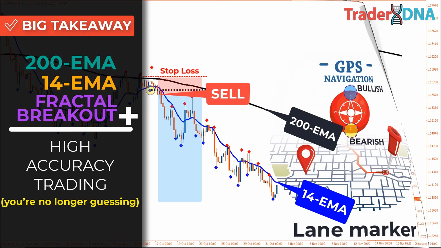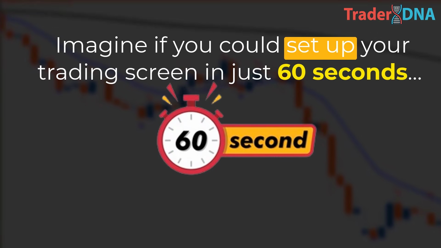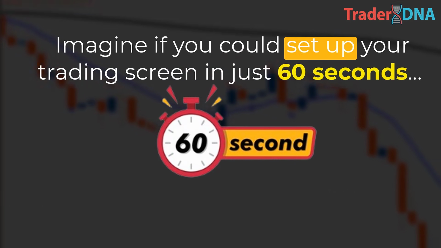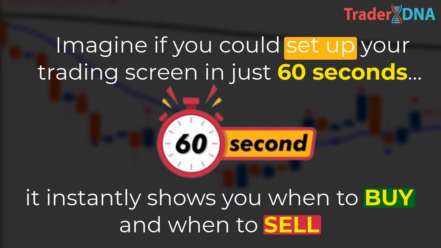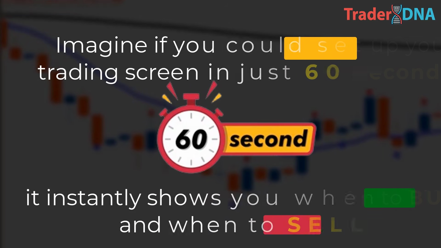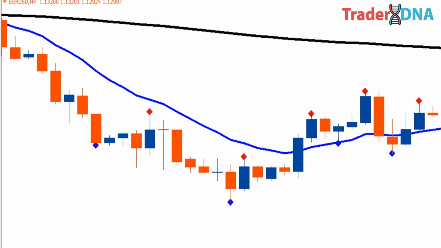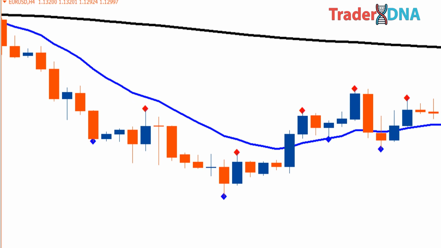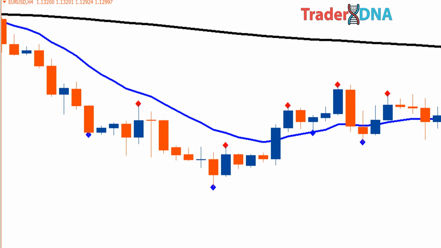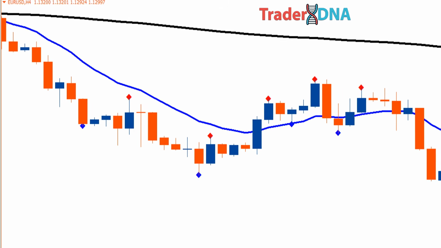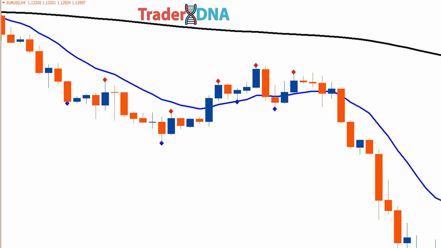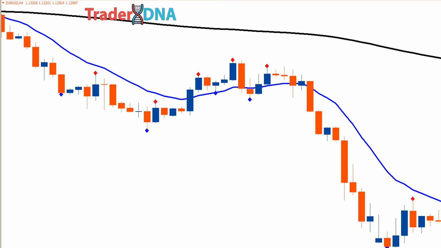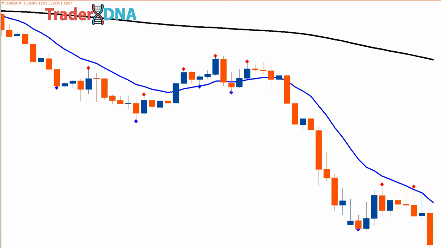Imagine if you could set up your trading screen in just 60 seconds, and it instantly shows you when to buy and when to sell, almost like it's shouting, "Go now." That's what I'm about to show you. Let's go. Listen up. This setup is so simple, it's ridiculous, but don't let that fool you, because with the right setup, this fractal breakout strategy can take your trading accuracy to the next level, like 5 times better. I'm not even joking. So here's how you do it, step by step, lightning fast, zero confusion.